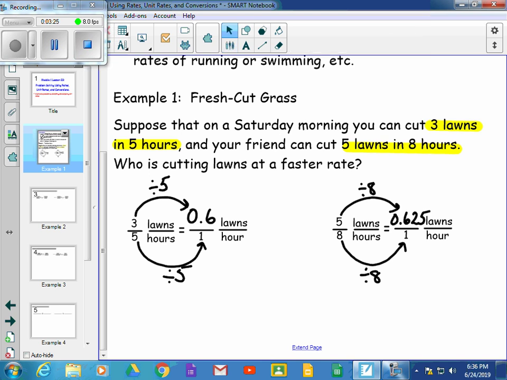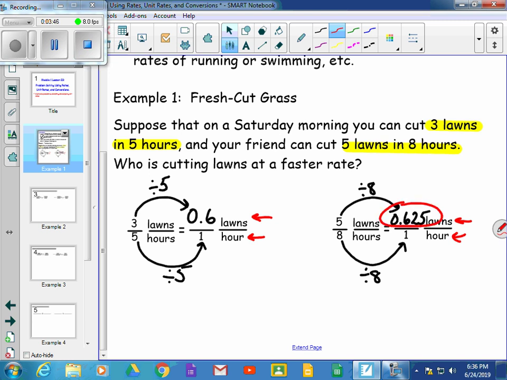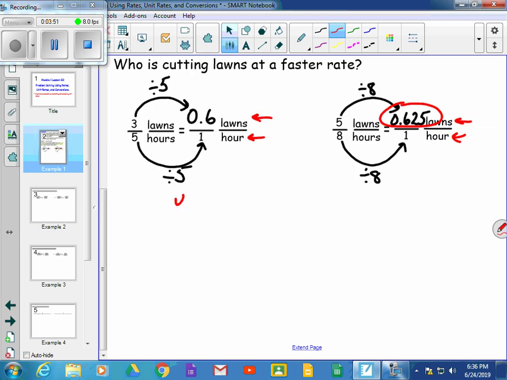Now that we have the same amount of time, we can compare how many lawns. To be the faster mower, you need to do more lawns in the same amount of time. And if you compare 0.6 and 0.625, 0.625 is the larger number. So that tells us your friend is the one that mows the lawns faster.